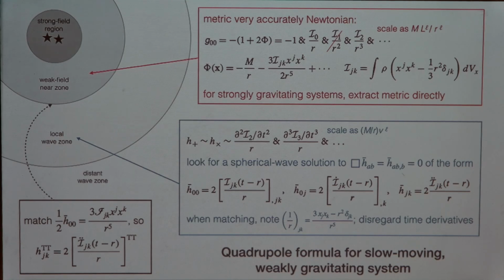So the idea is what? You can divide space ideally in various zones. There's a strong field region where you're close to the masses and you see general relativity. It's complicated, you don't want to be there. If you go far enough, if you go, say, 10 total masses in terms of distance from it, you're in a weak field near zone.